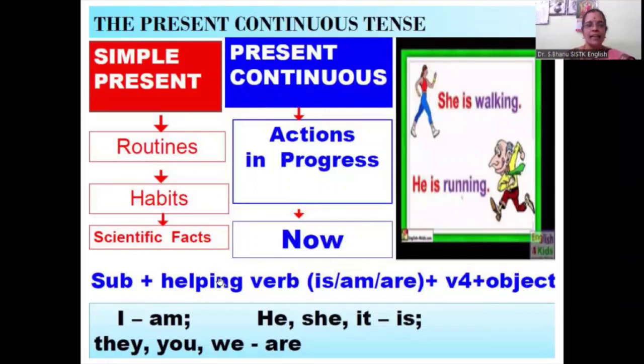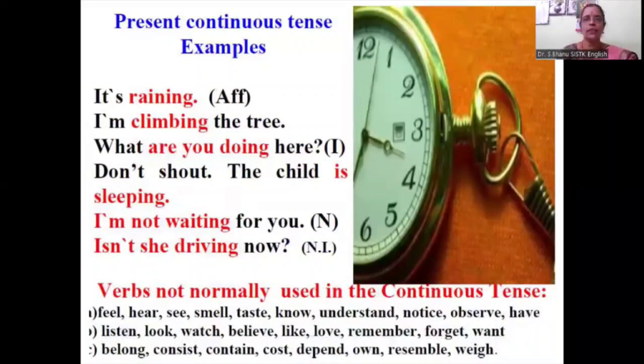So when you say here in the last tense, subject, verb 1, S or ES, object. But here, subject, is, am, or are, verb 4, object. So for I, you use am. And for he, she, it, you use is. And for they, you, we will use are. Now, when you see here, it's raining. This is affirmative. It is raining. Okay, so it is raining is actually the complete sentence structure. It is raining. This is affirmative.